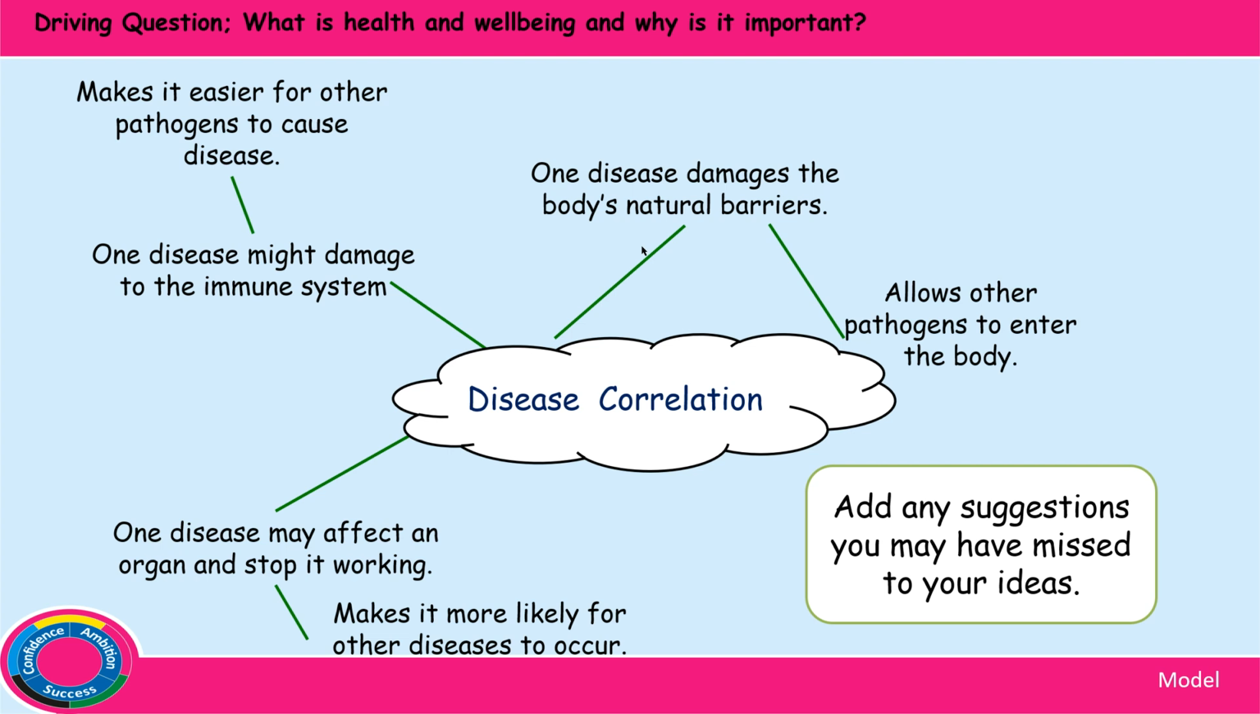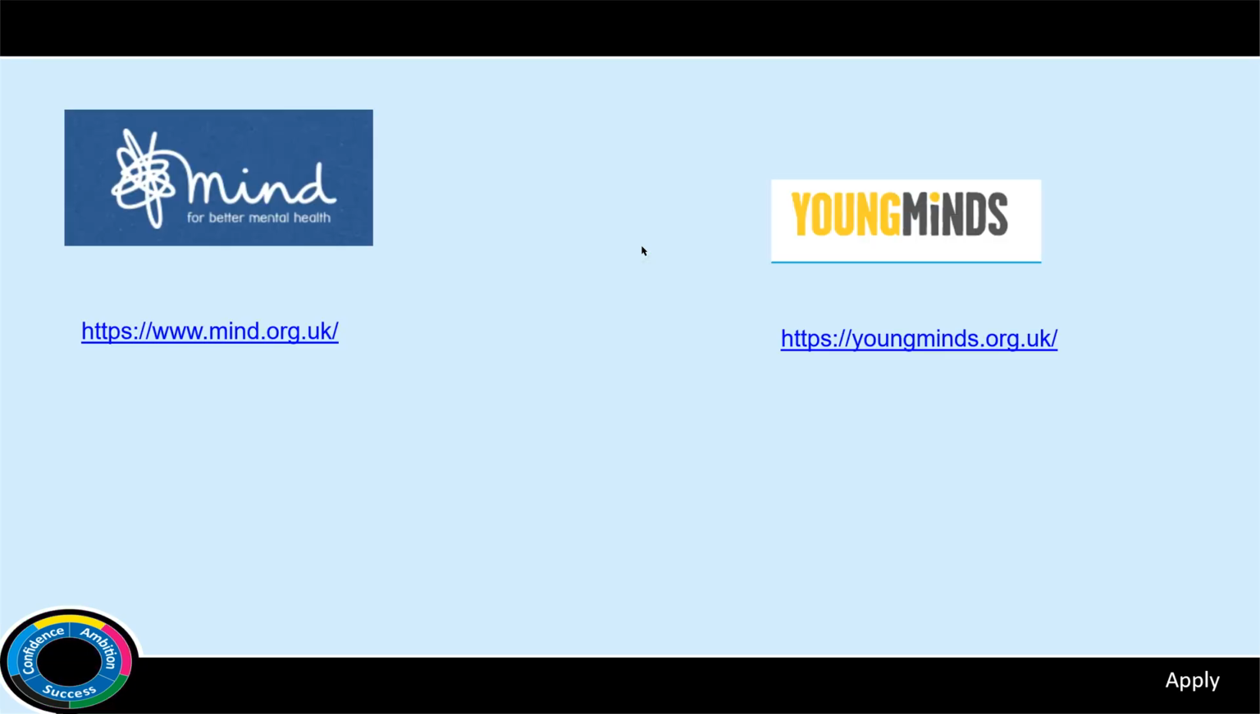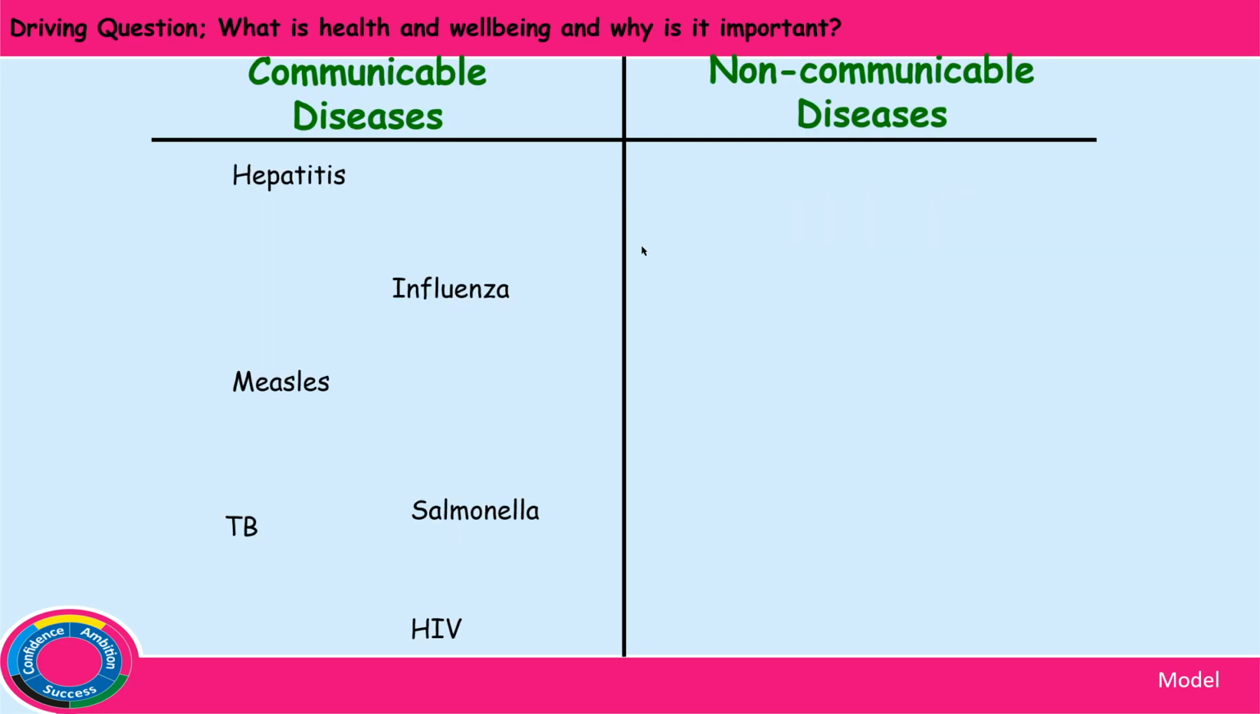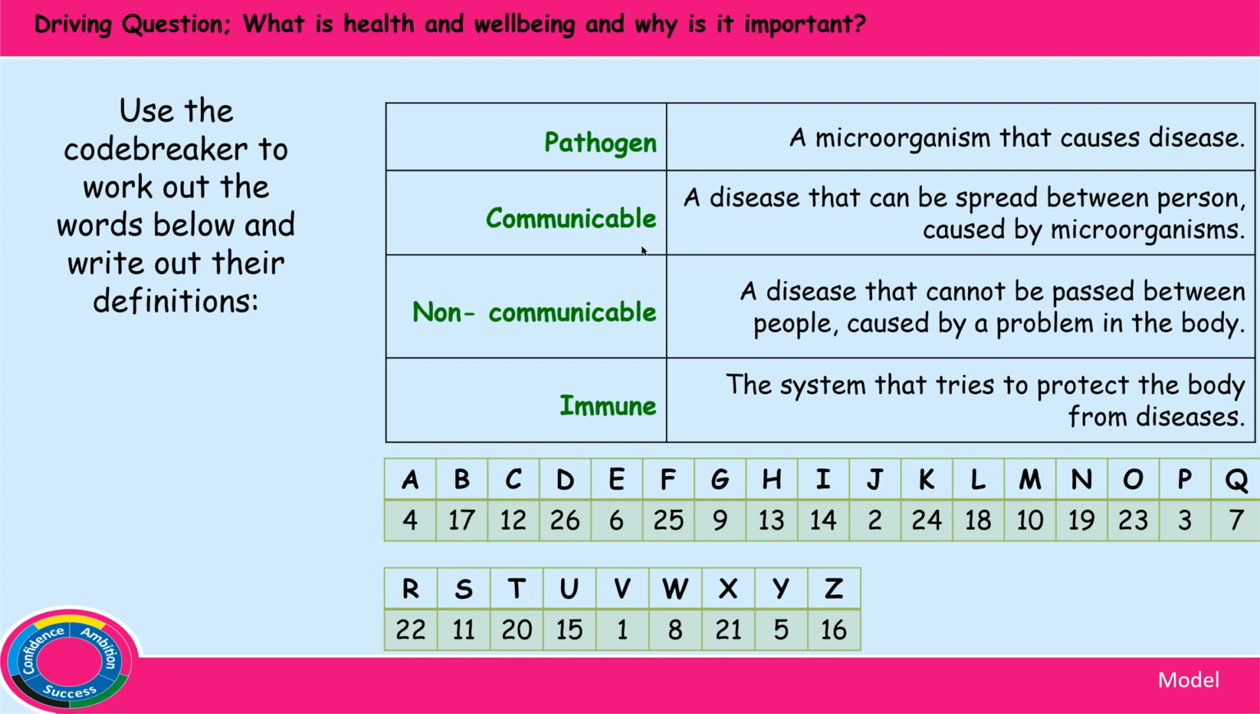I'd like you to copy this down for me if you can, or if not, again, spend a couple of minutes reading it. So what I'm going to do, guys, is I'm going to jump back. I want to go back over these slides again. Let's go back, just so that you are happy. So, pathogen, causes a disease. Communicable means you can pass it on. Non-communicable means that you can't. And immune, that is part of your immune system. Tries to protect the body from diseases.